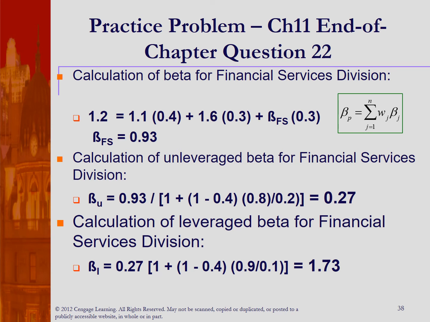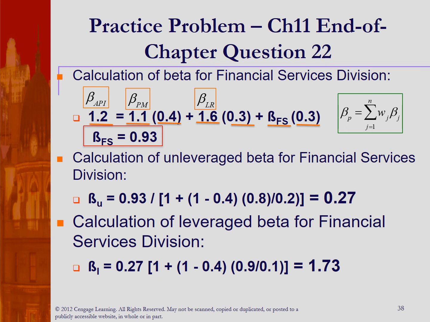So, we can write API's beta, which is 1.2, equal to beta of Property Management, which is 1.1, times portion of total assets invested in the Property Management Division, which is 40%, plus beta of Land Resources Division, which is 1.6, times portion of total assets invested in the Land Resources Division, which is 30%, plus beta of Financial Services Division, times portion of total assets invested in Financial Services Division, which is 30%. We can solve the beta of the Financial Services Division, which is equal to 0.93.